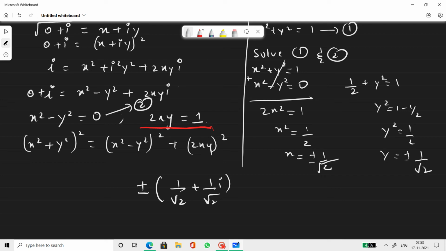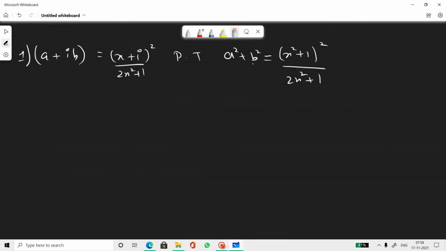This is an important topic and a supplementary topic for CBSE 11th standard, whereas for ISC it is there in your book itself. So it's a very, very relevant and important topic. Now let's get into the proof sums of this topic. Okay, so this is the first proof sum under complex numbers.